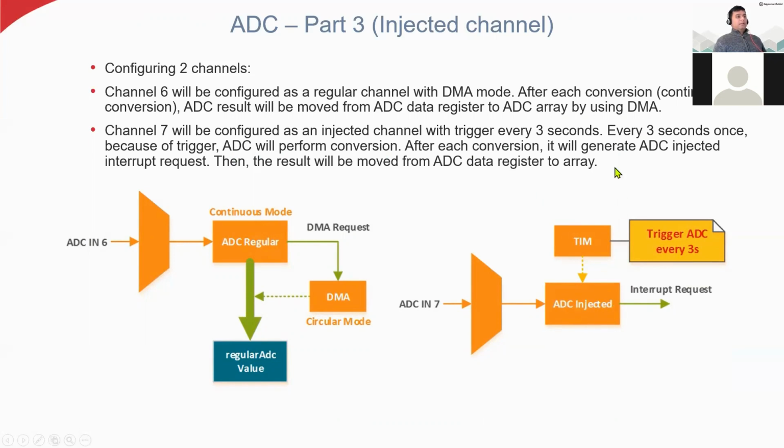After each conversion, it will generate the ADC injected interrupt request. So that is why it's called injected. This ADC works only when it receives this timer interrupt, and then it performs the conversion. After the conversion, it will generate the interrupt request and then the result will be moved from the ADC data register to the array, same as here. This is the same as the DMA request, but here we call it an injected interrupt request.